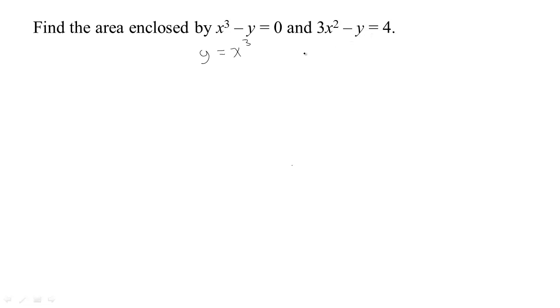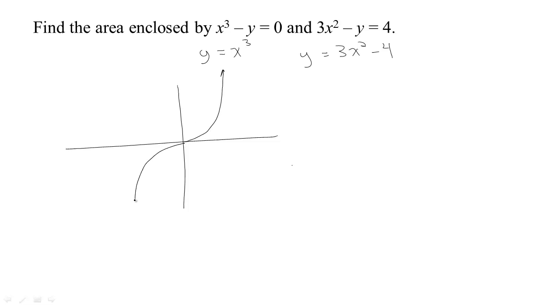Let's see, if I get y alone, I get y on one side and 3x squared minus 4 on the other. Now I can recognize the curves and draw a little sketch to help me out. X cubed I know goes like this. And then 3x squared would be the parabola opening up but shifted down 4.